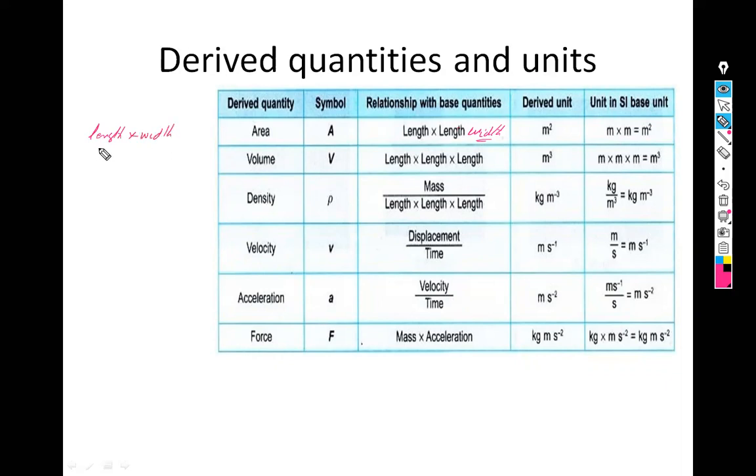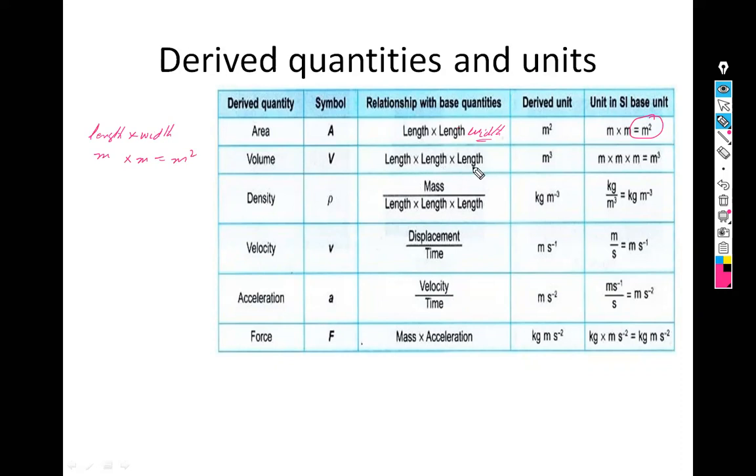And what about this? Length is measured in meters, and width is also length. It is also measured with meters. What should be the unit now? The meter square. Look at this one. Meter square is the SI base unit of area. What is the base unit of area? That's the meter square.